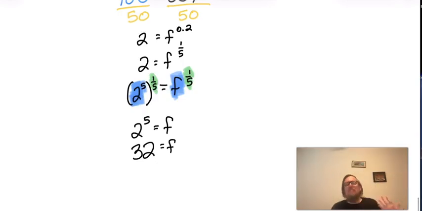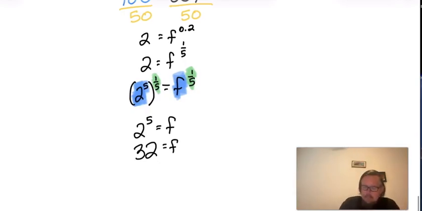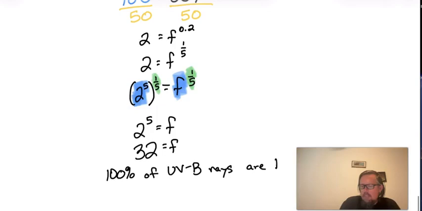So our sunscreen that blocks 100% of UVB rays are blocked by a 32 SPF sunscreen.